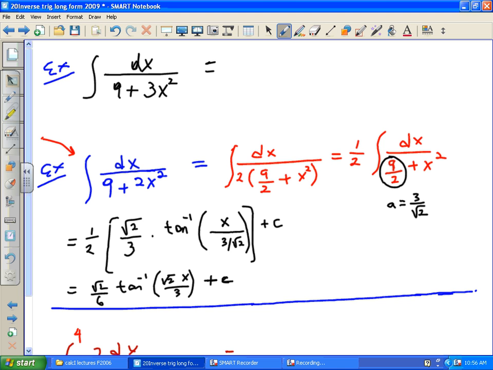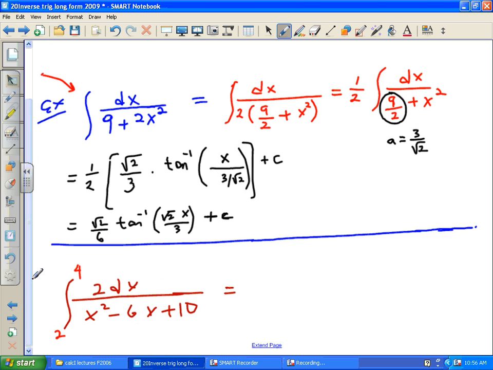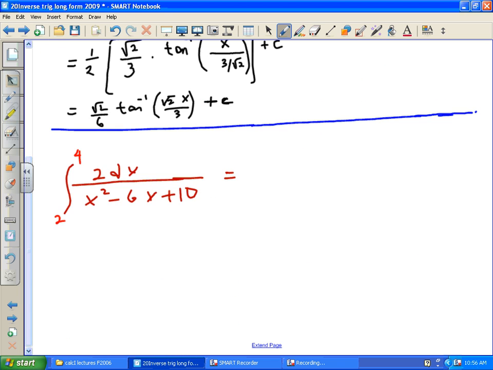Okay, the last question, of course, is probably the most challenging. You got something here that doesn't look like an inverse tangent. You got extra x term in there. X squared minus 6x plus 10 in the denominator. Okay, first of all, I'm going to forget about the limits. I'm going to factor out the 2.